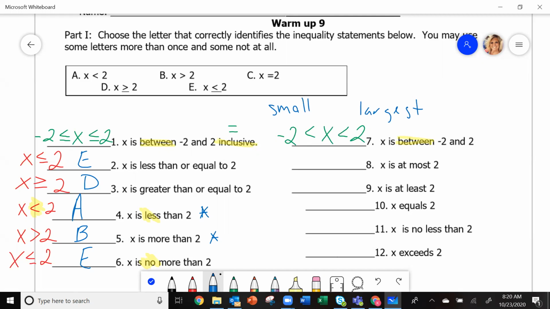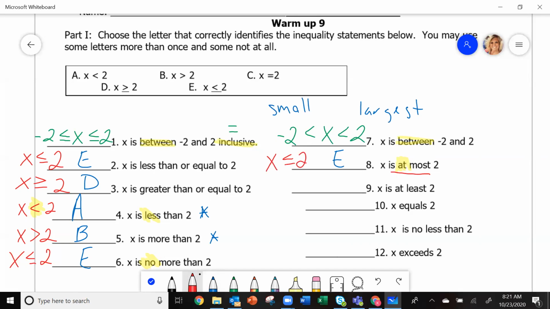Now let's look at number 8. Number 8 says X is at most. This is the one that's going to trick you. The at basically is telling you to do the opposite. So instead of most being greater than, at means to do the opposite. It's going to be X is less than or equal to 2, which is E. Because if I tell you I'm going to pay you at most $2, you're going to get $2 or less. You're not going to get more than that, because at most, the most amount I'm going to give you is 2.